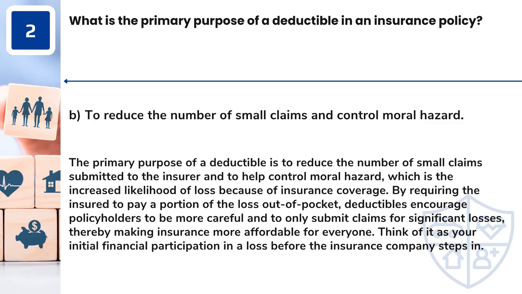Answer: B. To reduce the number of small claims and control moral hazard. The primary purpose of a deductible is to reduce the number of small claims submitted to the insurer and to help control moral hazard, which is the increased likelihood of loss because of insurance coverage. By requiring the insured to pay a portion of the loss out of pocket, deductibles encourage policyholders to be more careful and to only submit claims for significant losses, thereby making insurance more affordable for everyone. Think of it as your initial financial participation in a loss before the insurance company steps in.